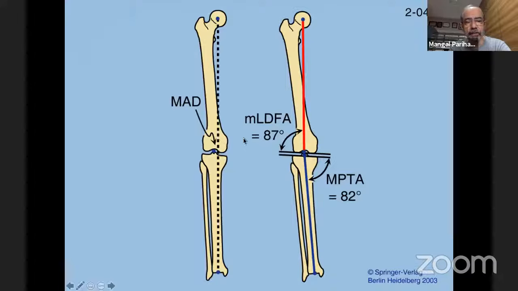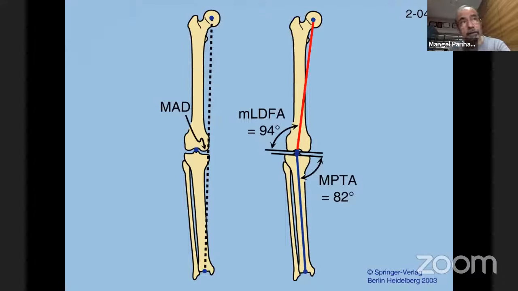Similar looking medial mechanical axis deviation. Here the LDFA is normal, 87, and the MPTA is 82, less than 85. That means here the deformity is in the tibia. And though these are line drawings, I'm using line drawings just to make it clearer. But these are cases which all of us, if you look at your full-length X-rays, get in a routine manner.